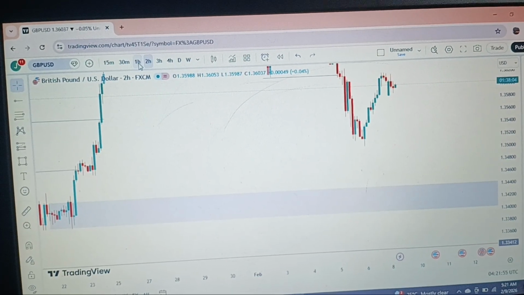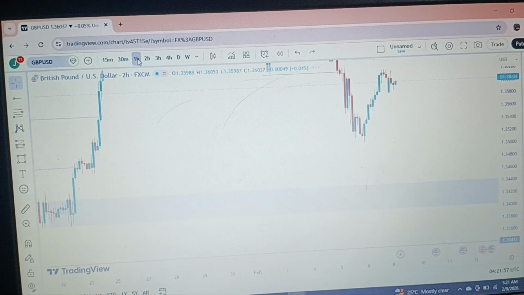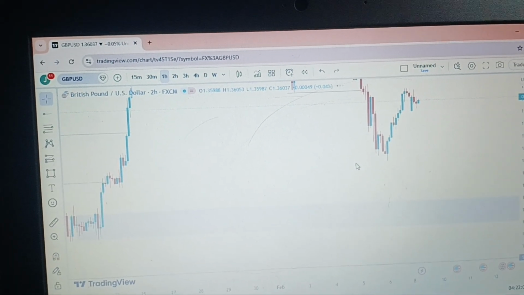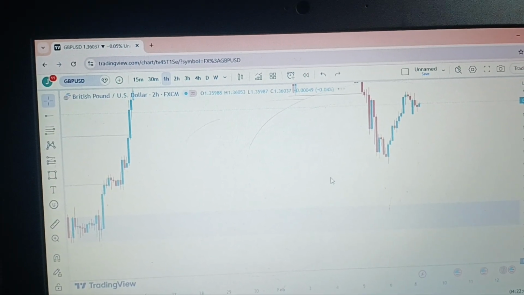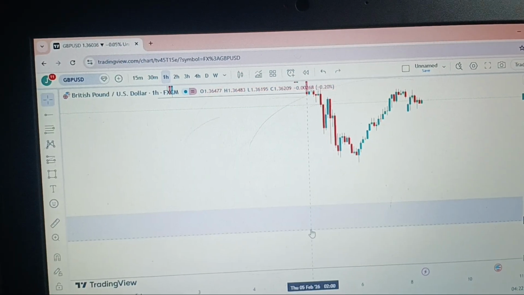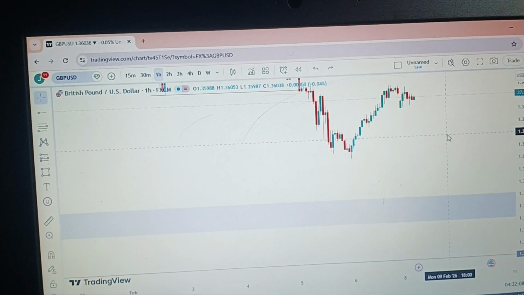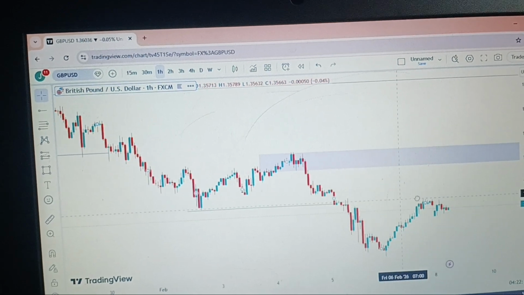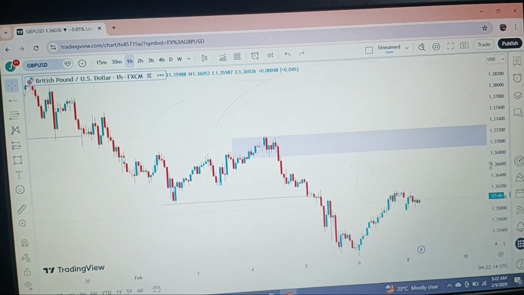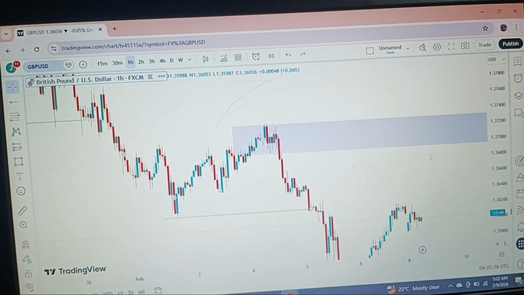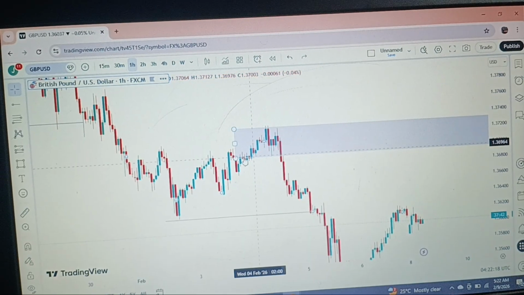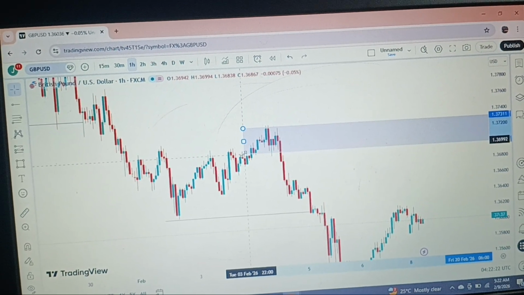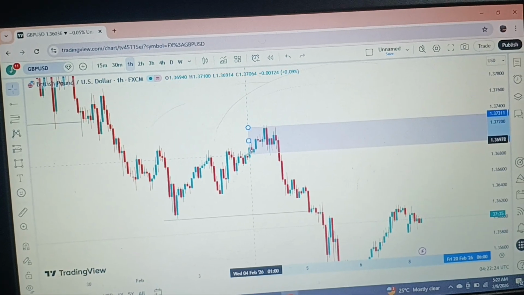So you can see, scale down to the 1 hour. Hold on, the network is quite slow. Yeah, so I think there's not much. So let me quickly share the GBPUSD analysis, what I am looking at in the market, with you. So this is what I'm really expecting from the market.